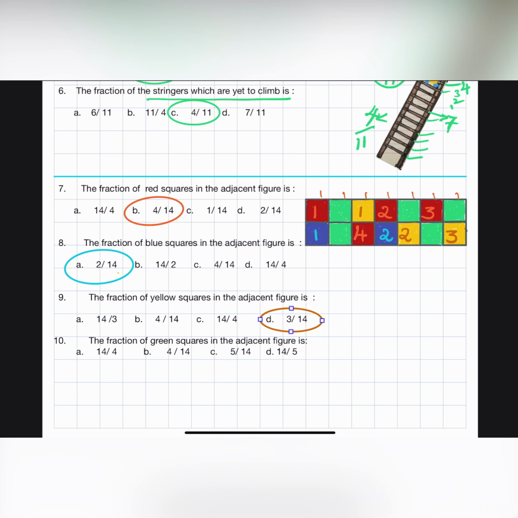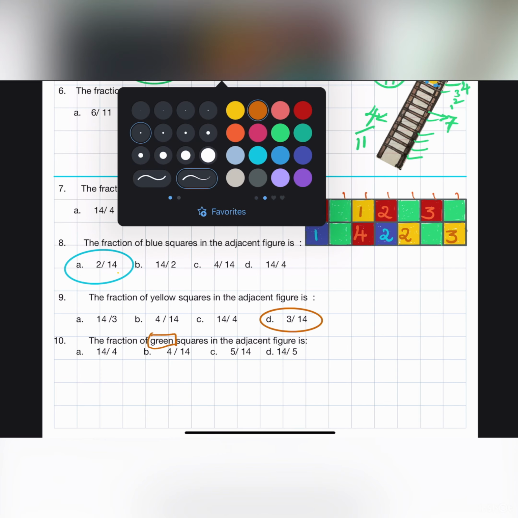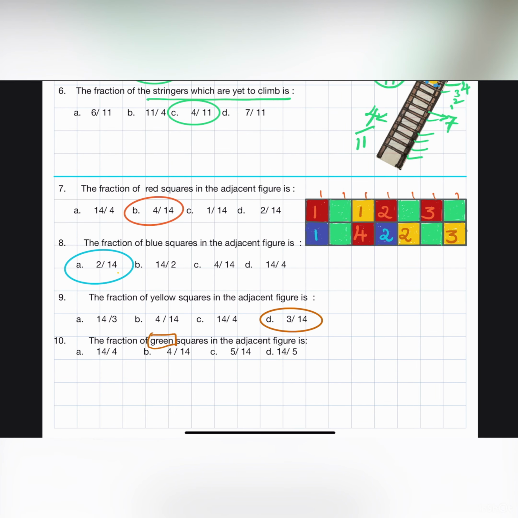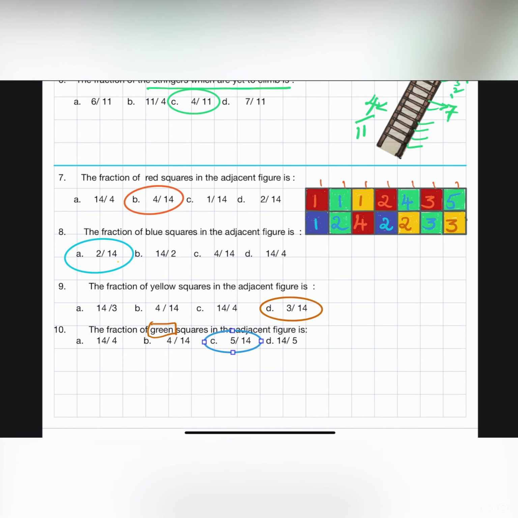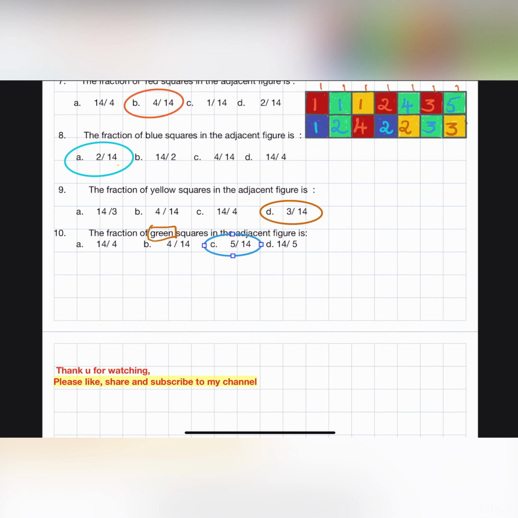And then the next one, the fraction of green squares in the adjacent figure is. How many green squares are there? Let us note that: 1, 2, 3, 4, 5 green squares out of 14. Option C.